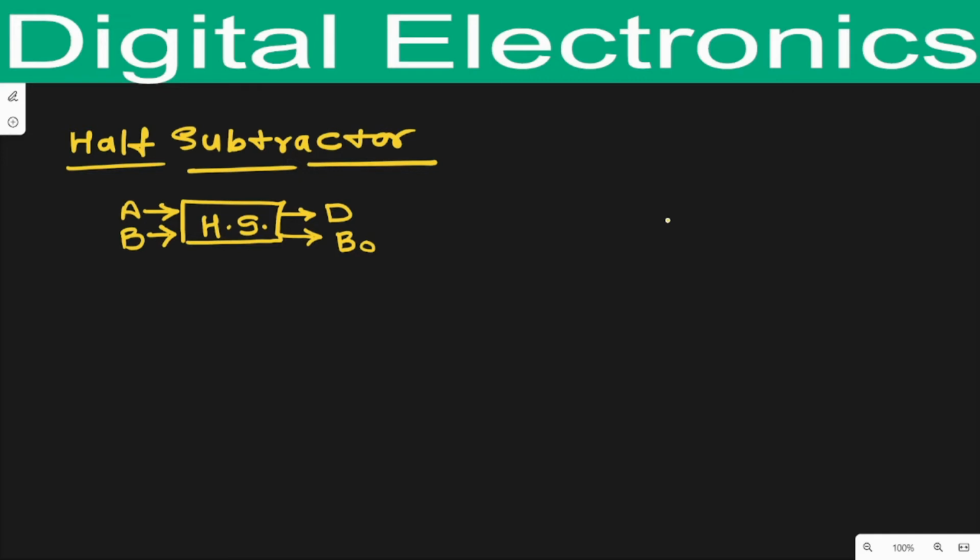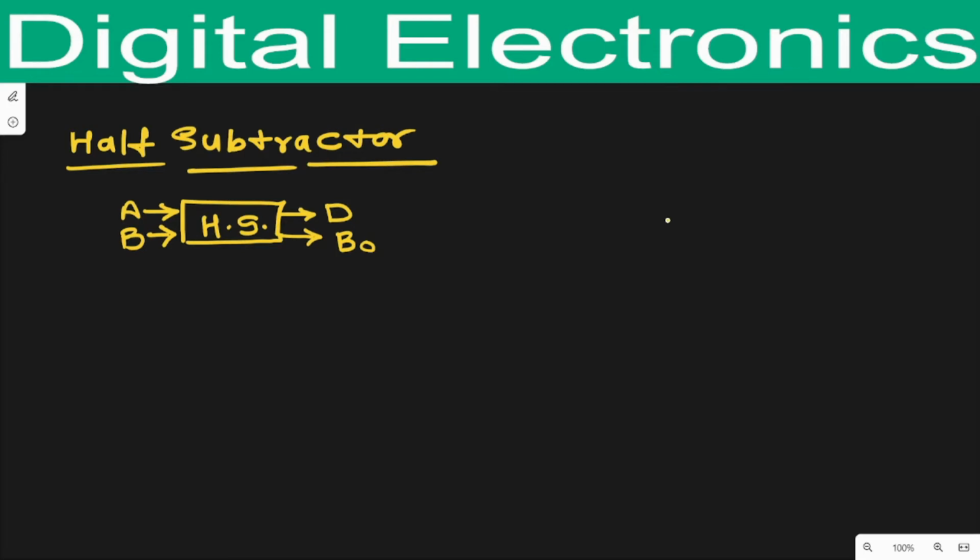Okay, so what is the definition of half subtractor? Half subtractor is a circuit that is used for the subtraction of two bits, and after the subtraction it will provide two outputs. One is represented as D, that is difference, and another output is B naught, that is borrow.